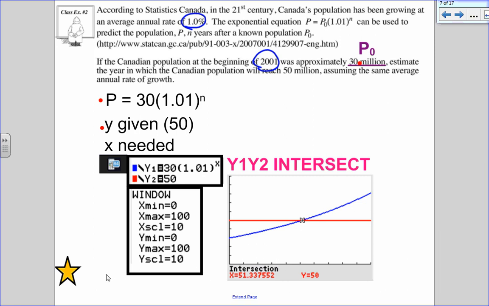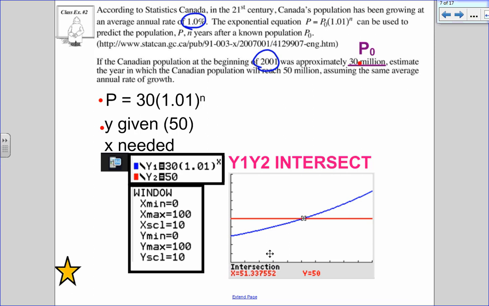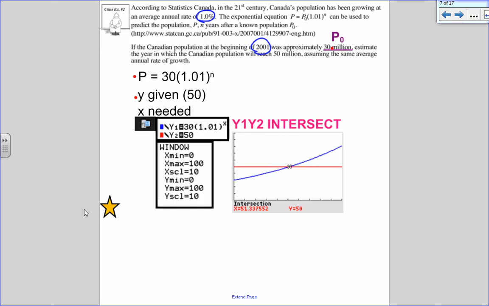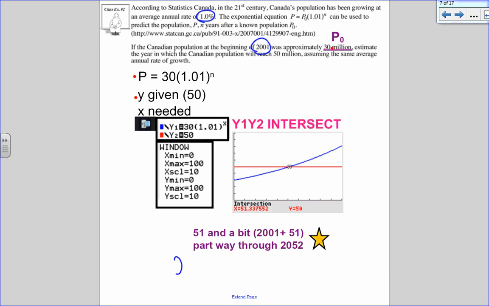So the challenging part always comes when we have to decide how should we round. Looking at this, this really means 51 and a bit of a year. So it's going to happen partway through 2052. So 2001 plus 51 is 2052. So it's going to be partway through that year. That's where the little bit comes in. So this is what I mean by a bit. Okay?